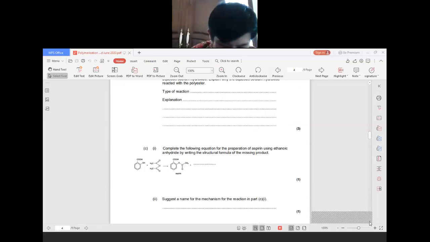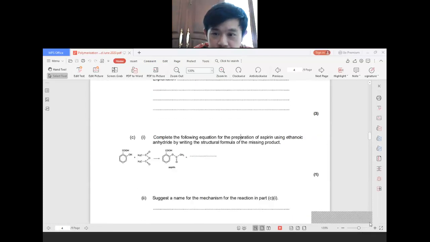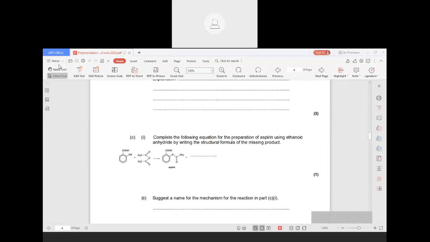Okay, now C number 1. Complete the following equation for the preparation of aspirin using ethanoic anhydride by writing the structural formula of the missing product. That is aspirin, right? Oh boy, this is aspirin.